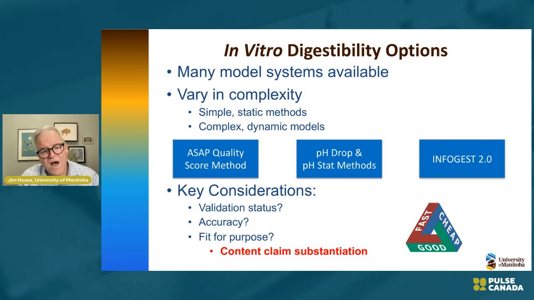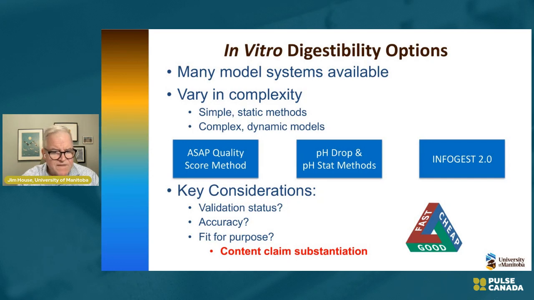You also have more complex dynamic models. And so there are a number of what we call simulated gastrointestinal tracts that are computer controlled. They allow you to adjust pH, temperature, and maintain and control peristalsis. These are much more complex, but also very costly methods. And so I think we need to be mindful that they may not also be pragmatic in terms of measuring the variability across the alternative or plant protein space.